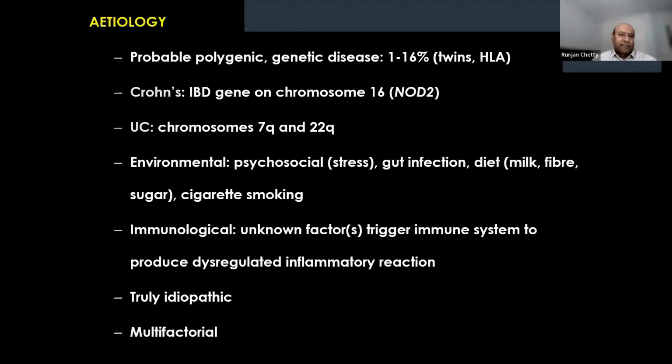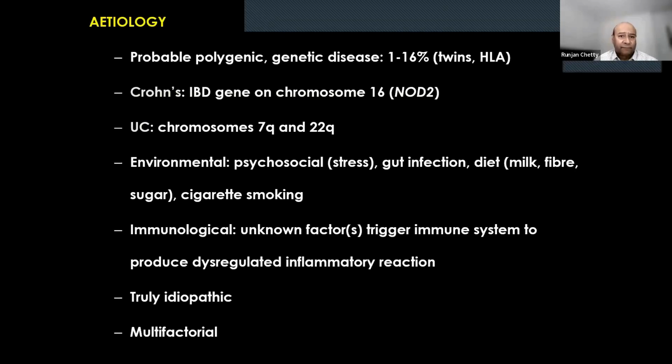The etiology is multifactorial, and you can see I've got a list of items there, and they probably all contribute to greater or lesser degree in any particular individual. There is a genetic suggestion of a polygenic disease, which occurs in 1 to 16% of patients with IBD, because they have seen the similarity in twins who share HLA makeup. In Crohn's disease in particular, a so-called IBD gene has been identified on chromosome 16 called NOD2, and this has been dysregulated in a proportion of patients with Crohn's disease.